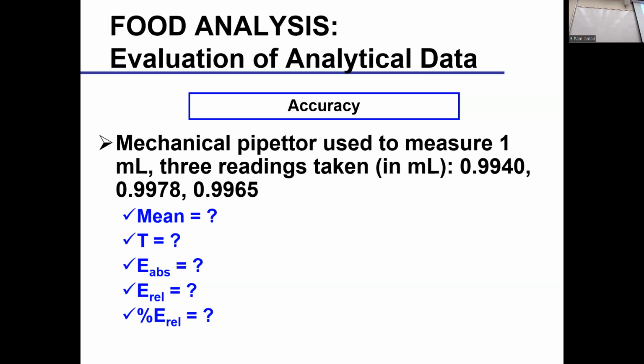And then we get different readings, and since water density is close to 1, we're going to assume that grams are equal to milliliters with a little bit of decimal difference. Okay, so calculate the mean. And what would be your true value in this example? 1. Yes, 1. So we calculate the mean, we have the true value, calculate absolute error, relative error, and percent relative error.